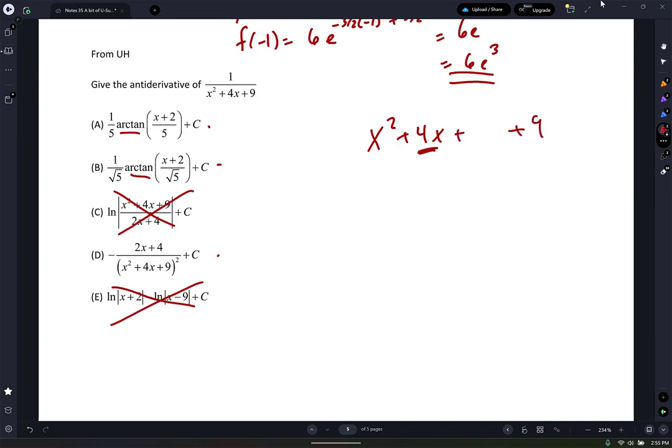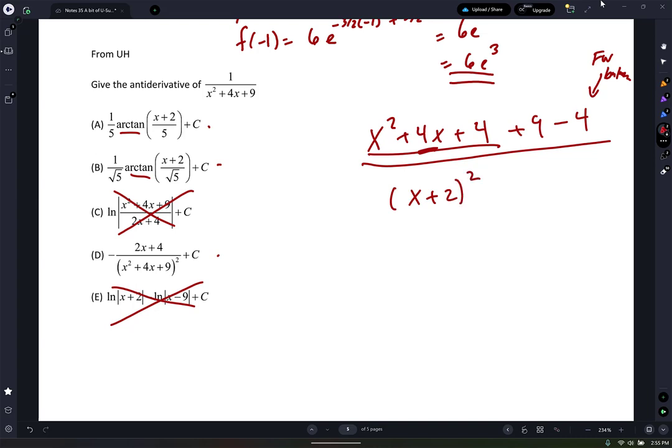Take the 4. 4 divided by 2 is 2, and 2 squared is 4. So I put plus 4 minus 4. I'm just completing the square, guys. The first three terms are nothing more than x plus 2 with a square on it, plus 5. This expression is the same as the expression on the top.